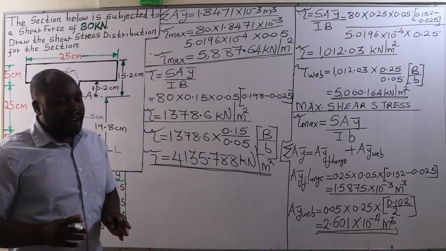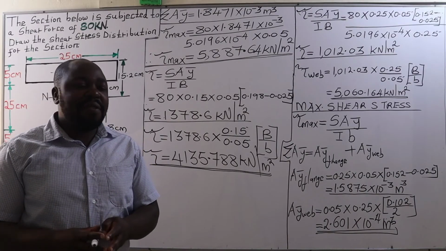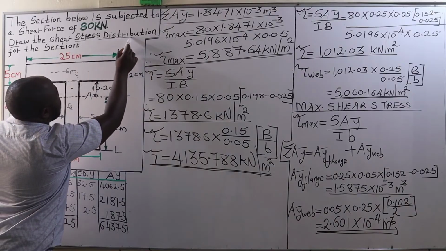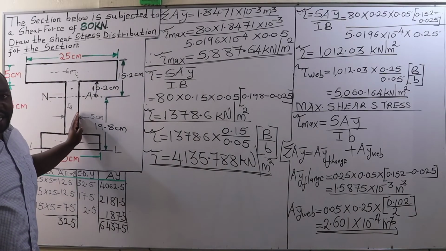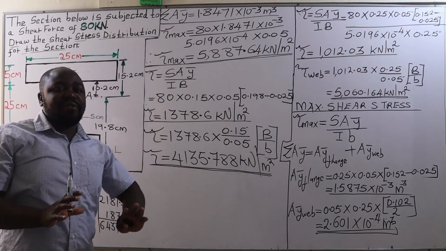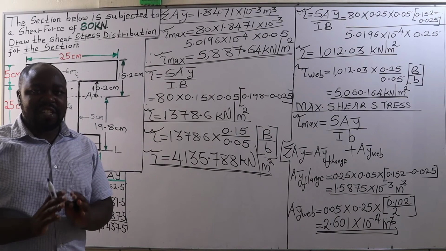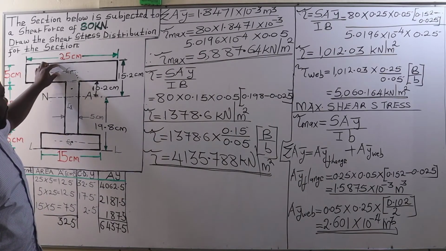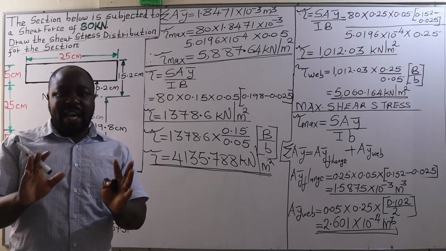Now, after getting the value of all the shear stresses, the next thing will be drawing the shear stress distribution diagram for this I-beam section. So join me so that we see how to plot that shear stress distribution diagram for an I-beam section whose top flange and bottom flange have got different breadths.